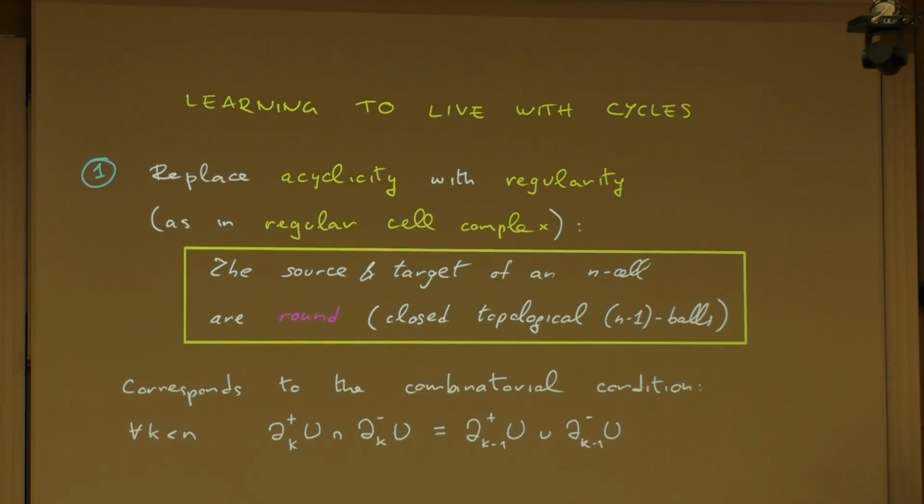that intersect in their boundary. And this can be captured combinatorially by the condition that for every k smaller or equal to the dimension of the cell, the k-dimensional target boundary and the k-dimensional source boundary have to be equal to the union of the k-1 dimensional source and target boundaries. This has been considered also by Simon Henry and others.